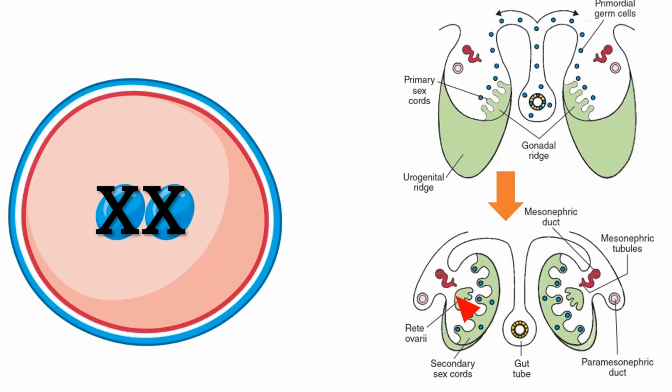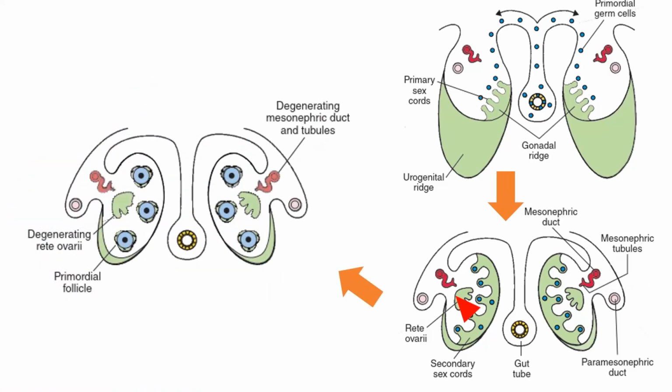Later, secondary sex cords develop and incorporate the primordial germ cells as the thin tunica albuginea forms, same as it happens with males. The secondary sex cords break apart and form isolated cell clusters called primordial follicles, which contain primary oocytes surrounded by a layer of simple squamous cells. The primary oocytes are derived from the primordial germ cells, whereas the simple squamous cells of the primordial follicle and the ovarian connective tissue stroma are derived from the mesoderm.